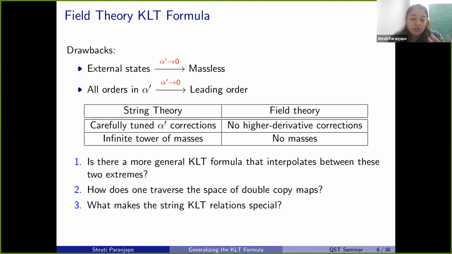So how do you write a more general KLT formula that interpolates between these 2? Basically the question we're asking is, how do you travel in the space of double copy maps? And then once you can do this, what point in that space of double copy maps is the string KLT relation, and why is that point special? We are going to make very little progress on question 3, but we'll make some progress on questions 1 and 2.